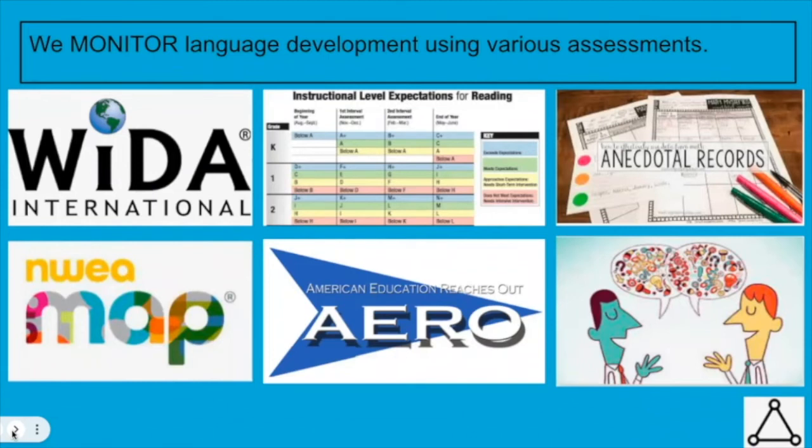Another way that we monitor our students' language development is by taking the MAP test, so like a standardized test twice a year.